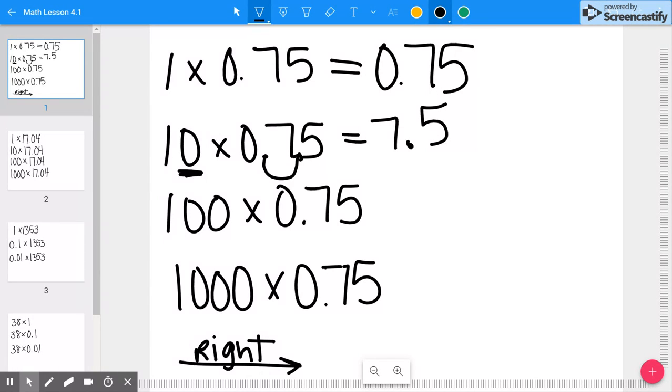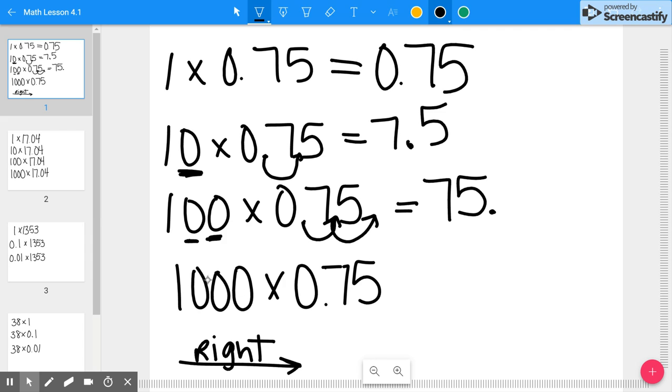Now, if I go to the next problem, I have 100 times 75 hundredths. In my power of 10, 100, I see I have 2 zeros. So it's telling me that I need to move my decimal point to the right 2 times. So 1 time, 2 times. So when I figure out my answer, I see that my product is 75 and my decimal point's now after that 5.